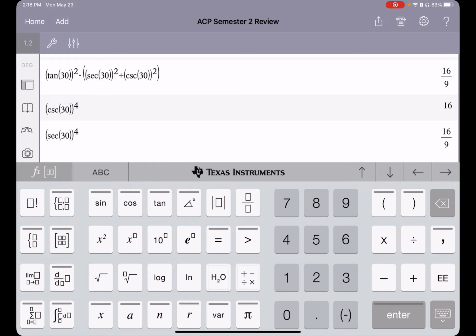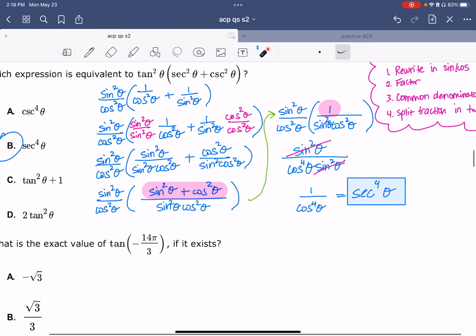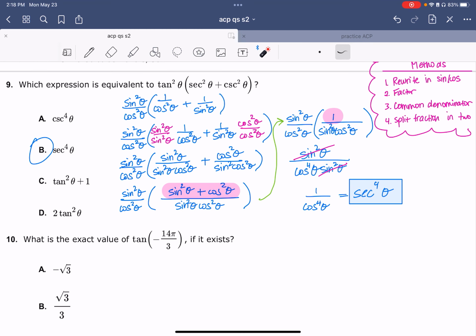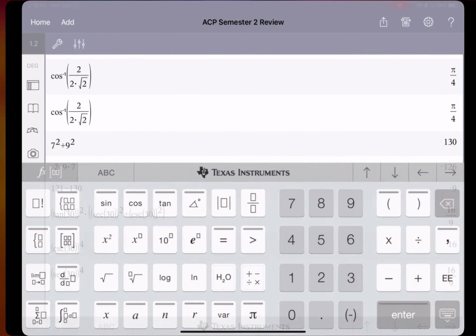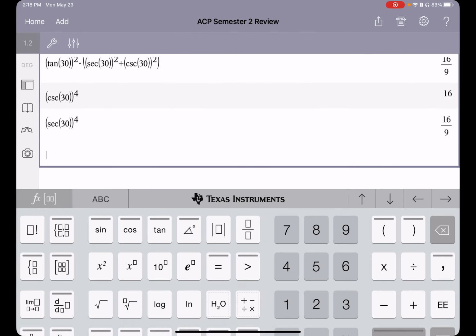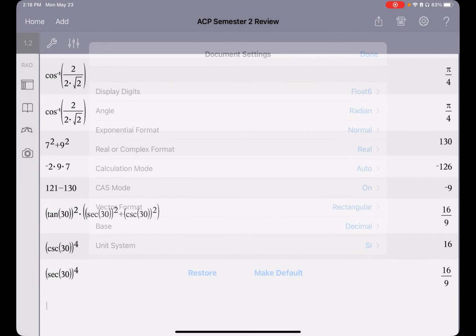So again, if you just forget during the test how to do it by hand, that is a great method as well, as long as you're mindful of how you're putting those parentheses. Okay, moving on. What is the exact value of tangent negative 14 pi over 3? So similar to what we just did, you're just going to put this in the calculator. Notice though that the angle has a pi, meaning that the calculator has to be in radians. So before you get started, go ahead and change the calculator settings to radians.